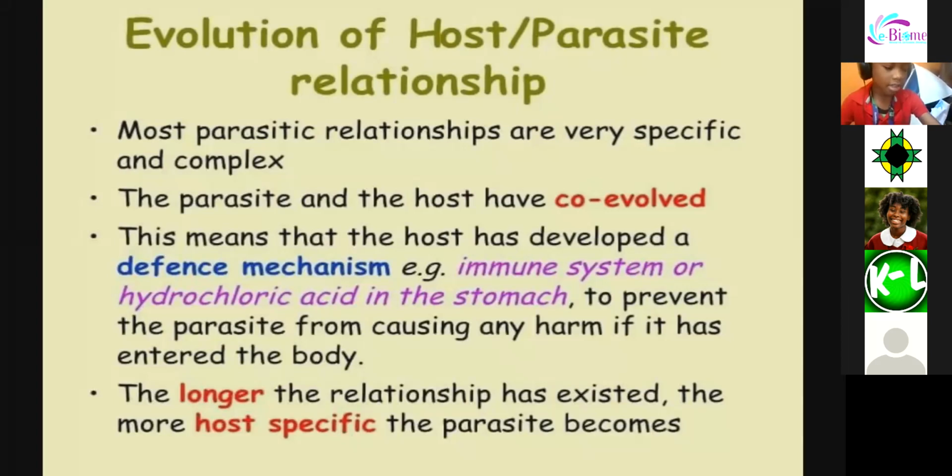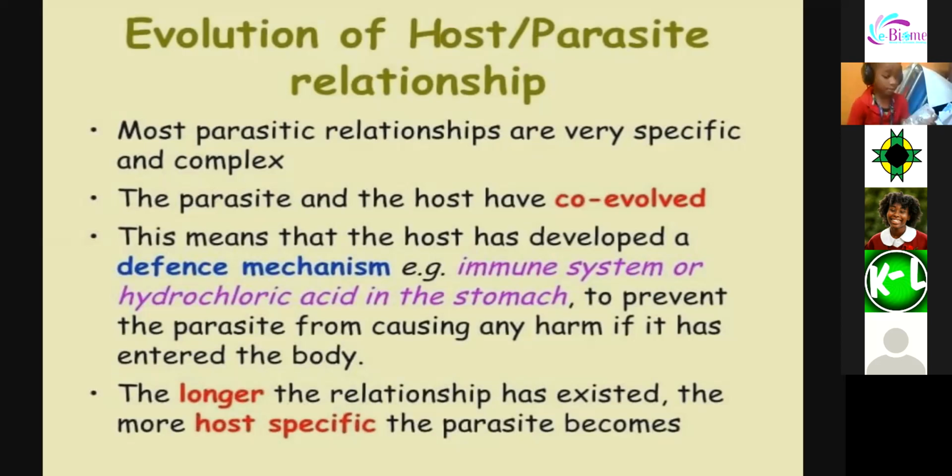And then we say the parasite and host have co-evolved. So what we're saying is that along with humans, parasites have evolved with us. So if you evolve, the parasite can also evolve. This means that the host has developed a defense mechanism, like the immune system or hydrochloric acid in the stomach.